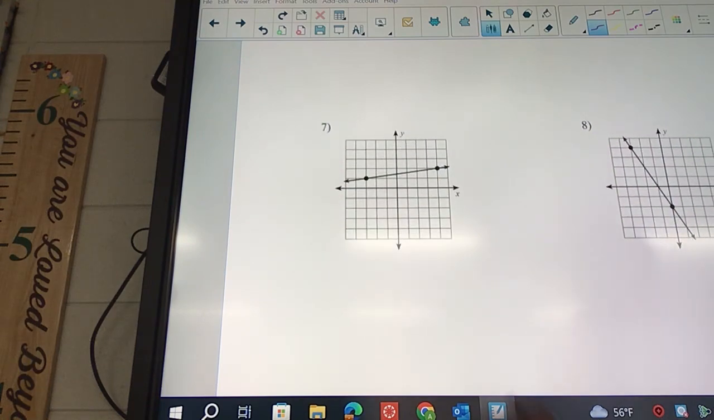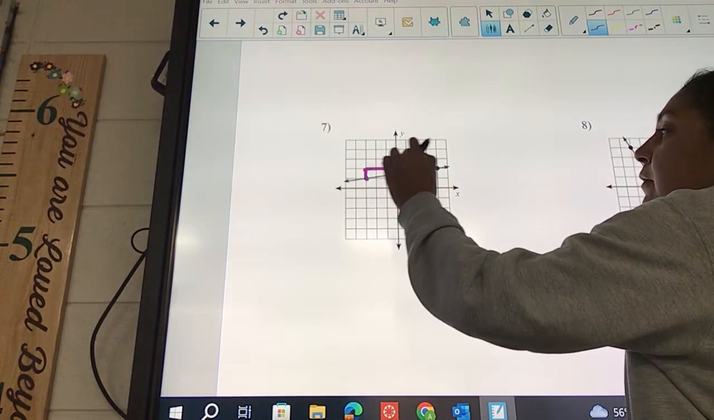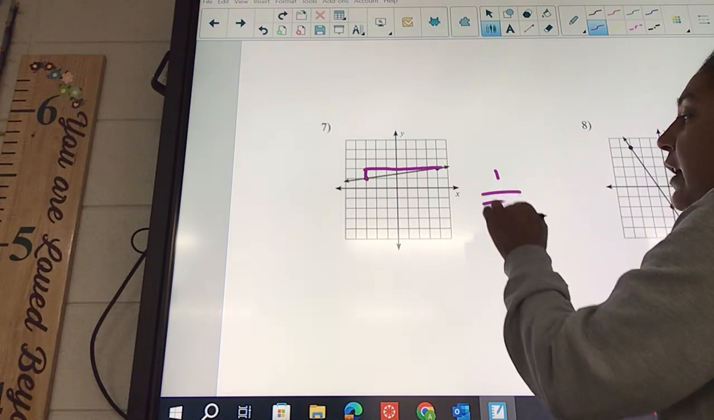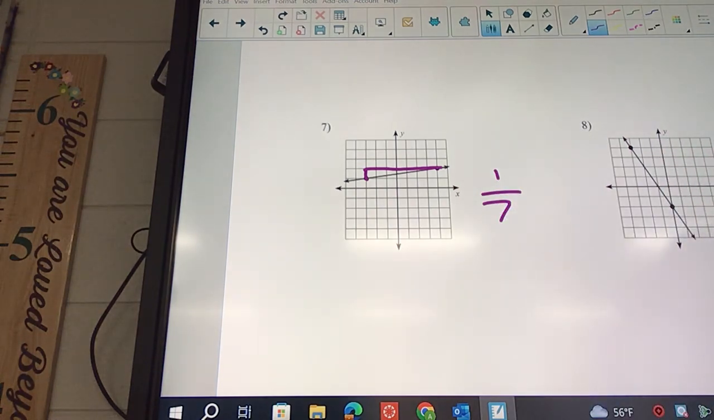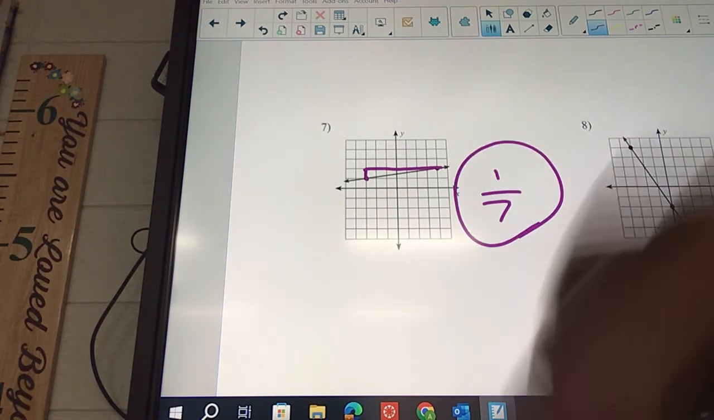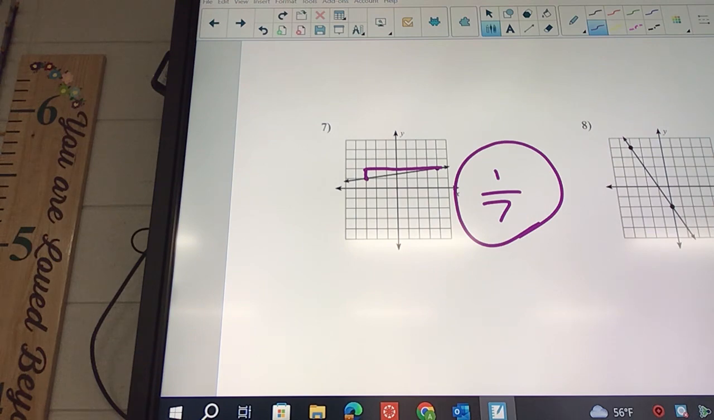Okay, 7. How much do you rise? How much do you run? 1 over 7. Is that a positive line or a negative line? It is a positive line. Okay, so that's how we can find slope on a graph with just 2 points.